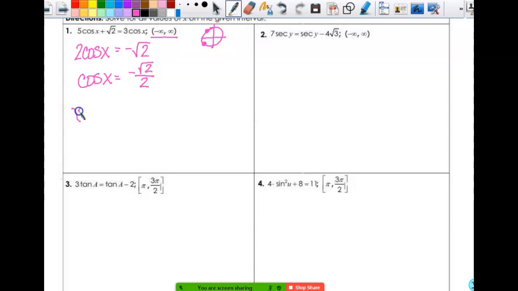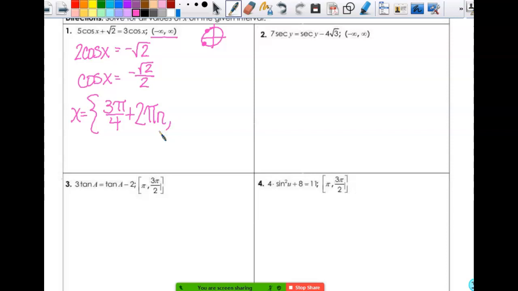So that means that x is equal to, and then my pi/4 angle in the second quadrant is what? Pi/4 angle in the second, 3 pi/4. So 3 pi/4. But because I'm going from negative infinity to infinity, it's going to happen every 2 pi like that, right, as I go around the circle. So I'm going to put plus 2 pi n.